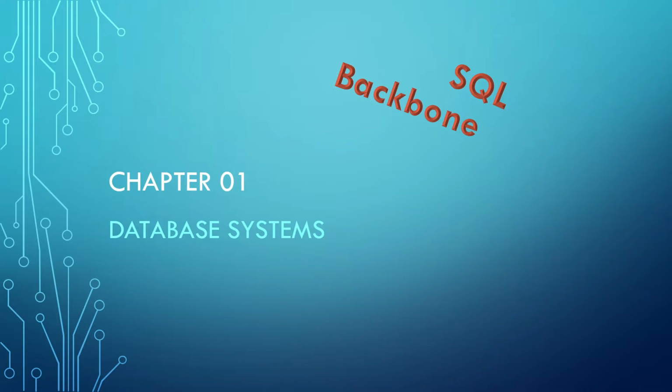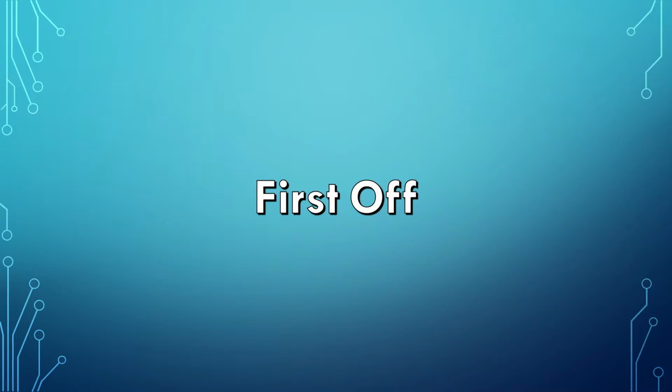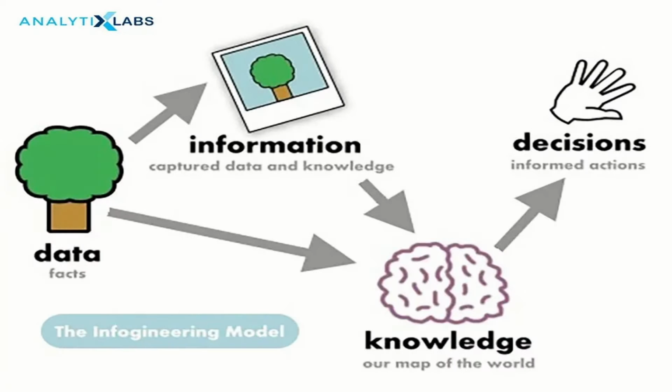So first off, we're going to deal with four main aspects, which are data, information, knowledge, and decision making, or just decisions. Data is the facts, information is the captured data, and knowledge is made up of data and information. So it is the map of the world, and we use that map of the world to make informed decisions or informed actions.